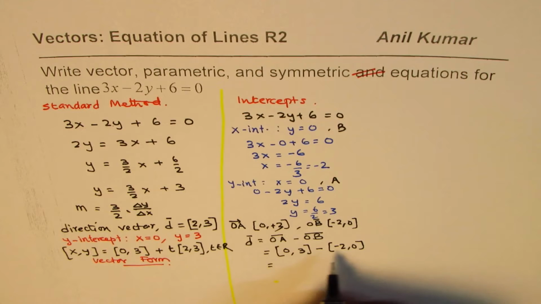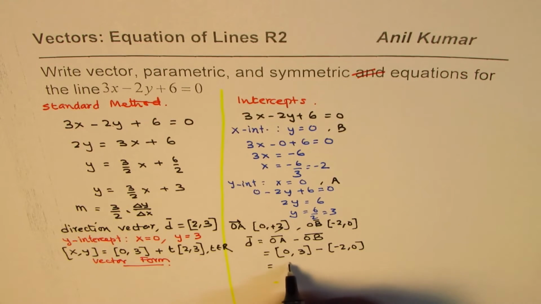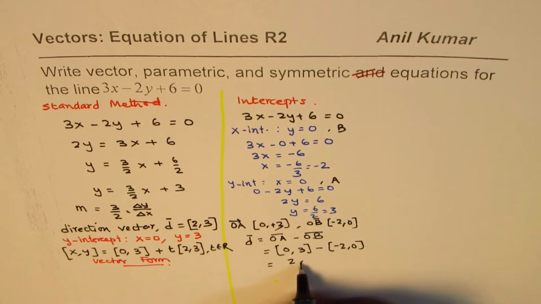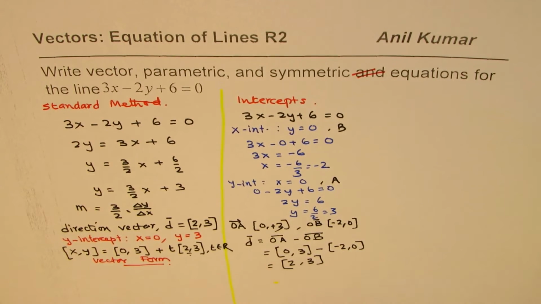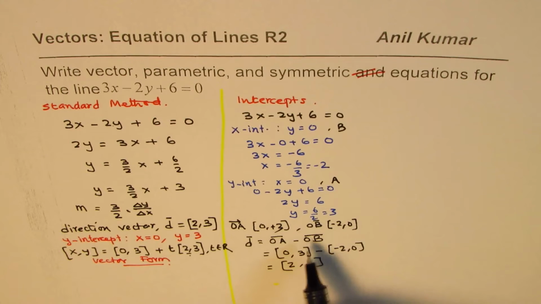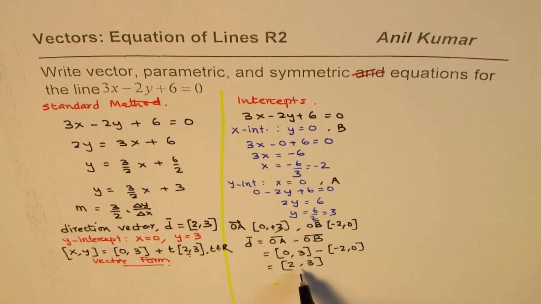And that gives you, this is 2, and this minus this is 3. So you get the same 2, 3, right? So that's your direction vector. Once you have a point and a direction vector, you could write the equation, right? So you could get different equations.